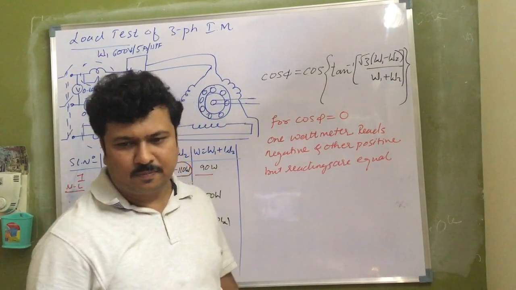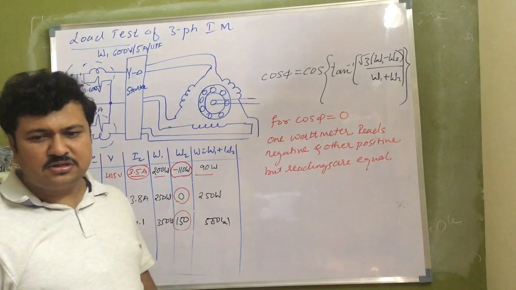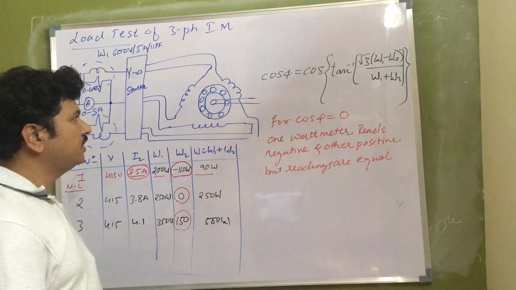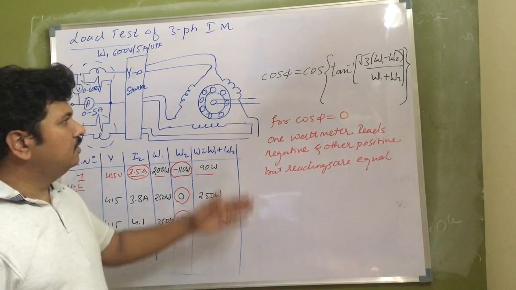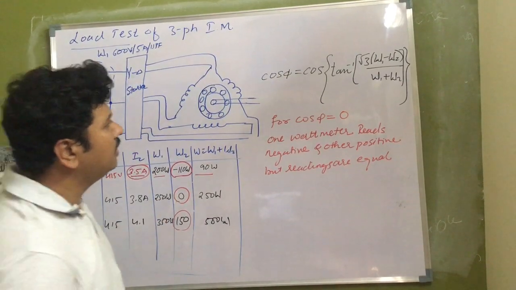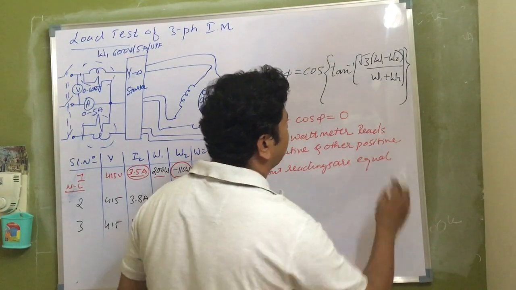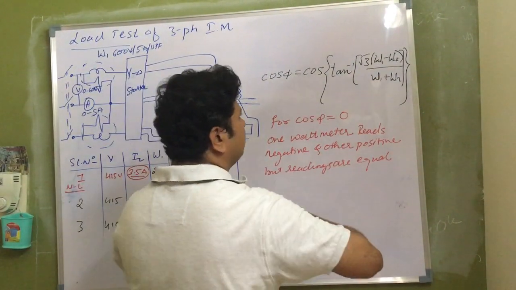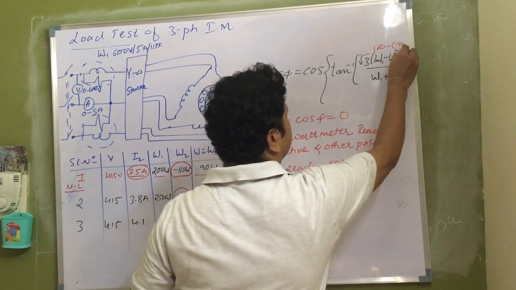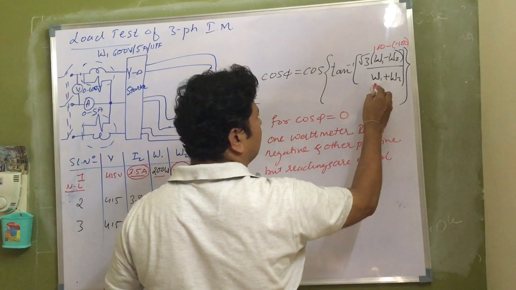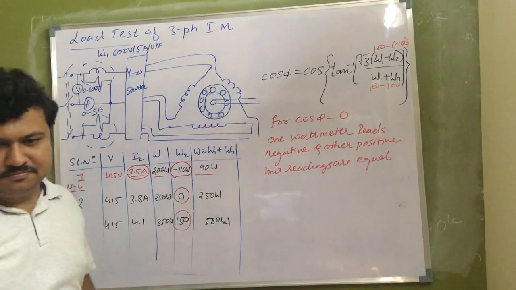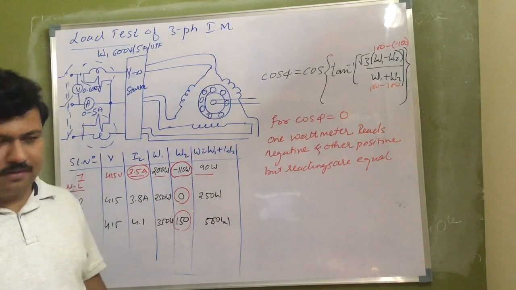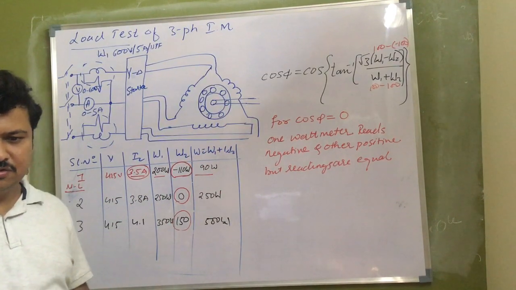W1 minus W2: W1 is 100, W2 is minus 100. So 100 by 100, 1, tan inverse of root 3. Sorry, here W1 minus W2 will be infinity. W1 minus W2, suppose it is 100 minus of minus 100, it is 200, by 100 minus 100, it will be 200 by 0. Tan inverse of infinity is 90, cos 90 is 0.